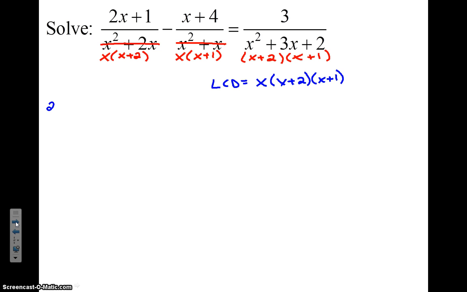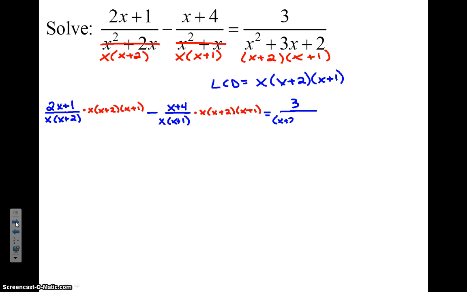So it gets a little crowded here. We've got 2x plus 1 over x times x plus 2, and we're going to now multiply that by x times x plus 2 times x plus 1, minus the x plus 4 divided by x times x plus 1. That fraction is also going to be multiplied by the LCD of x times x plus 2 times x plus 1. And that's equal to 3 divided by x plus 2 times x plus 1.